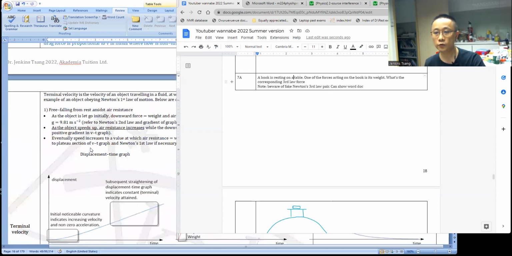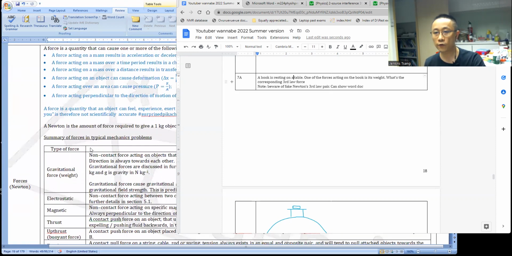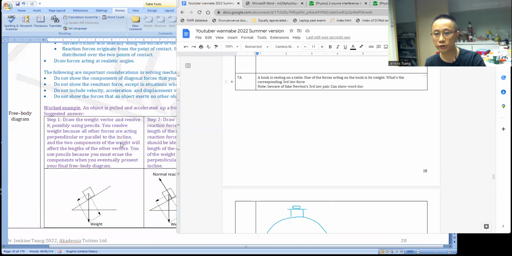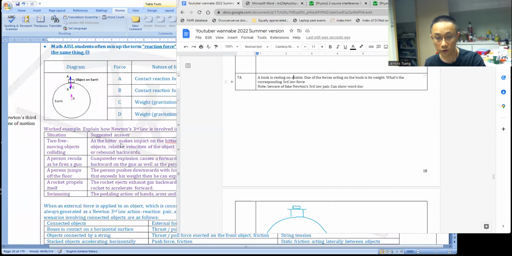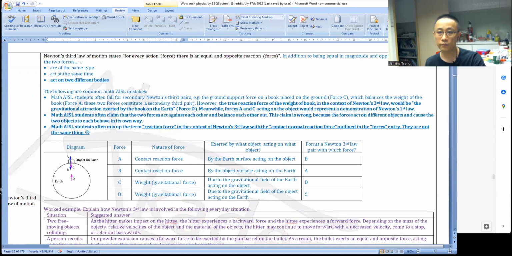However, these two forces represent a pair of Newton's first law. This demonstrates Newton's first law because these are equal and opposite forces acting on the same object. In Newton's third law situations, the two forces of interest need to be acting on different objects. Scrolling to the note section, the two forces must be acting on different bodies.